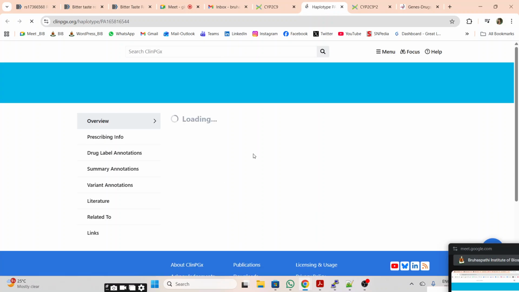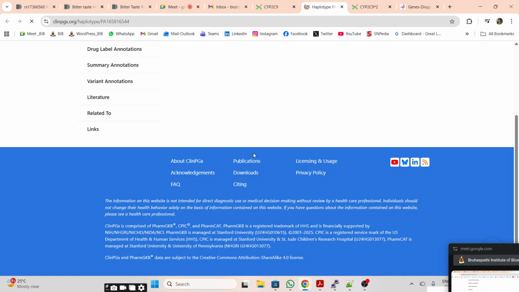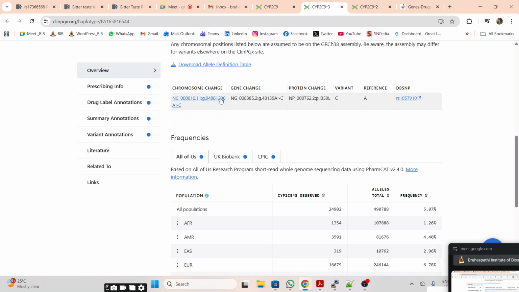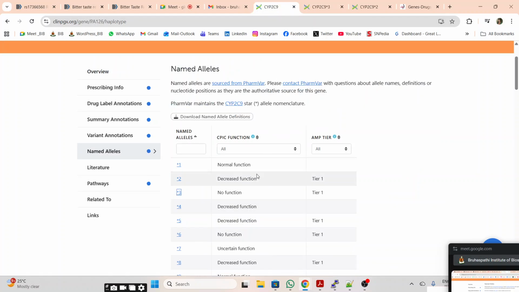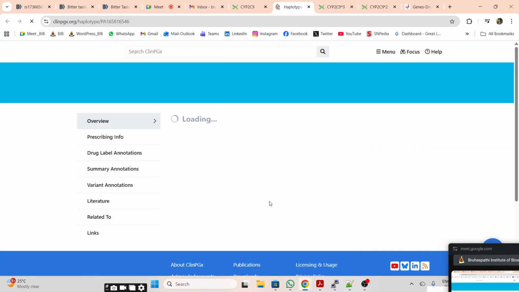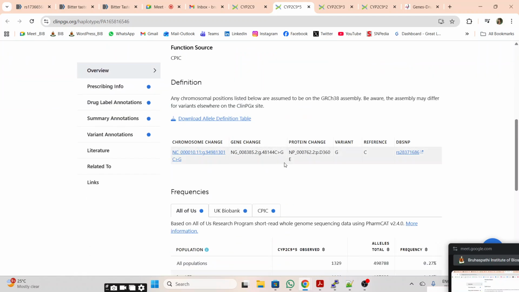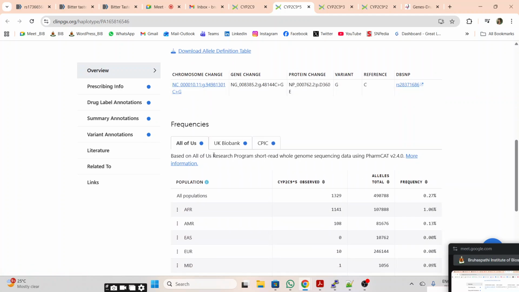When do you call it a star 3? A person who carries a mutation at this particular position is called a star 3 notation. Star 5. When do you call a person a star 5? A person who carries a mutation at this particular position, this is GRCh38, you call it a star 5 mutation.